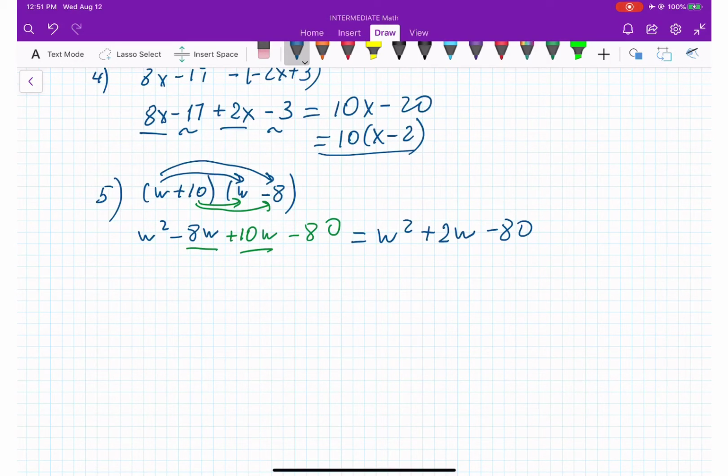Number 6. Let's see what we have. Number 6, multiplication. 7x minus 2, negative 4x minus 3. All right. So let's multiply 7x times negative 4x. It's going to be equal to negative 28x squared, because x here, x there. Next.